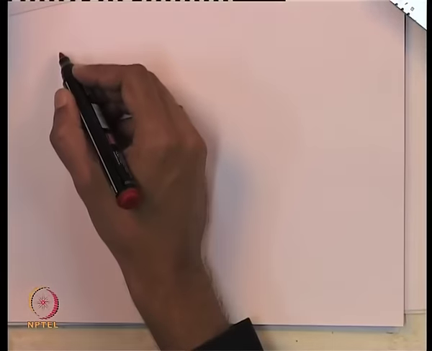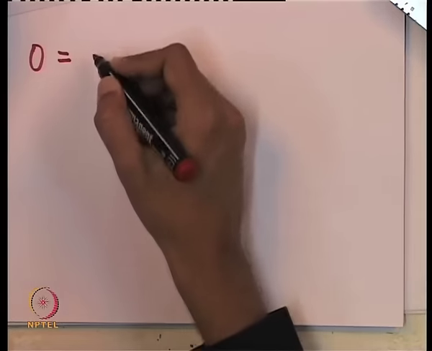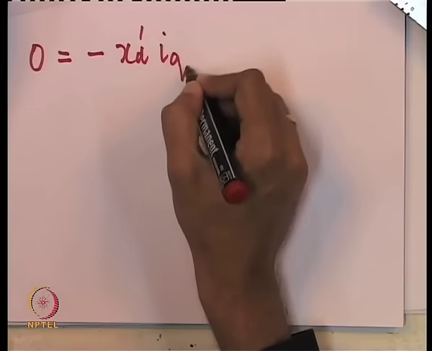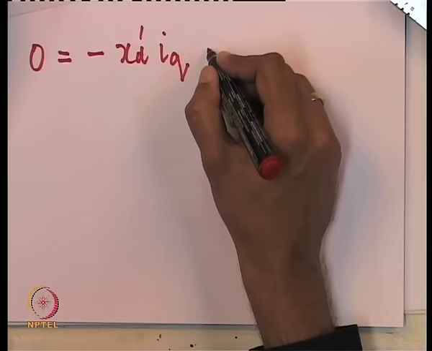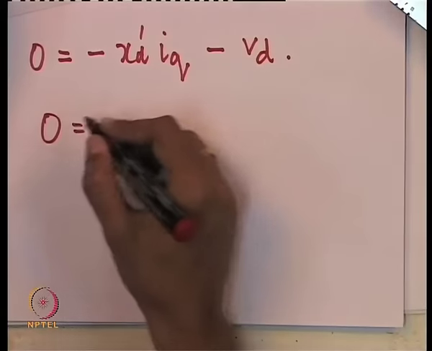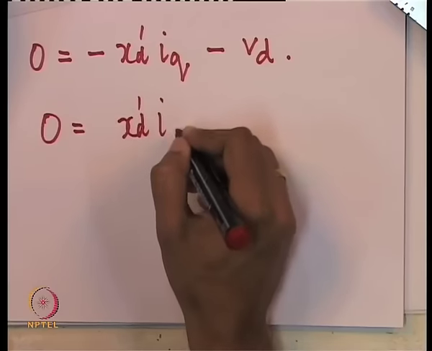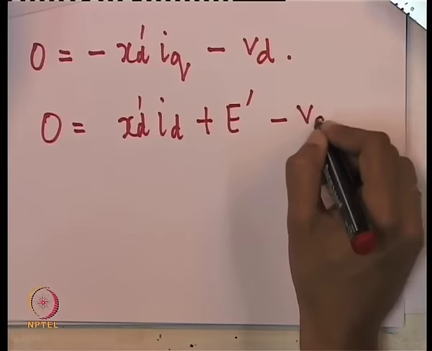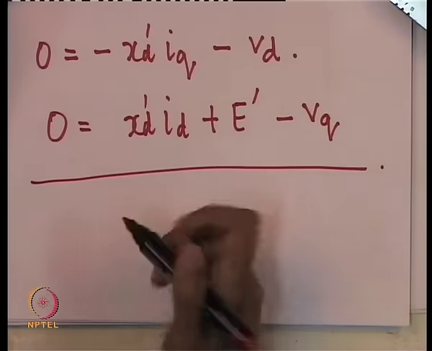If you do that, you will have 0 equal to minus of x t dash I q minus v d, and, for the other equation, x t dash I d plus e dash minus v q.